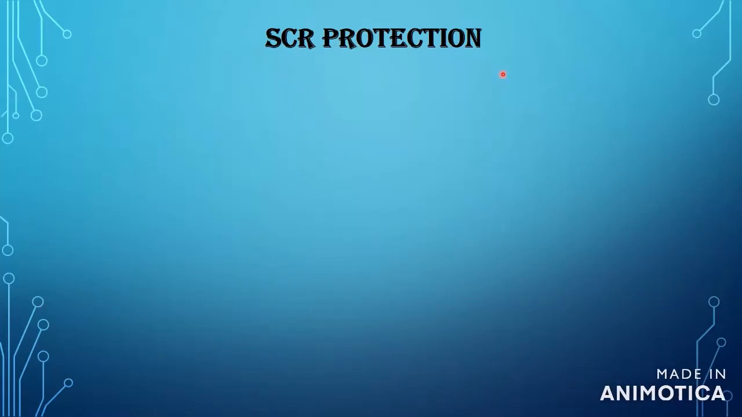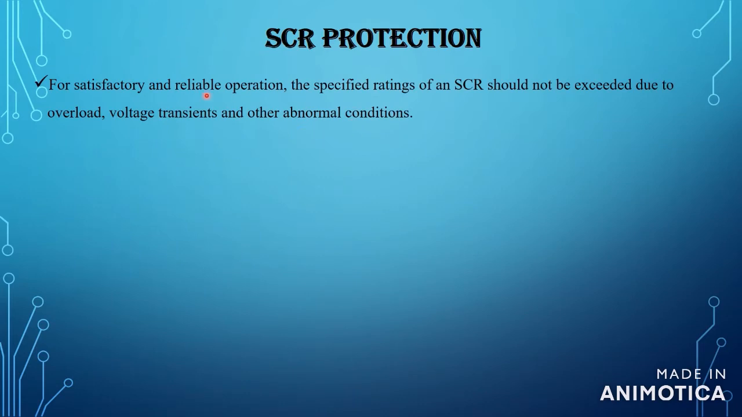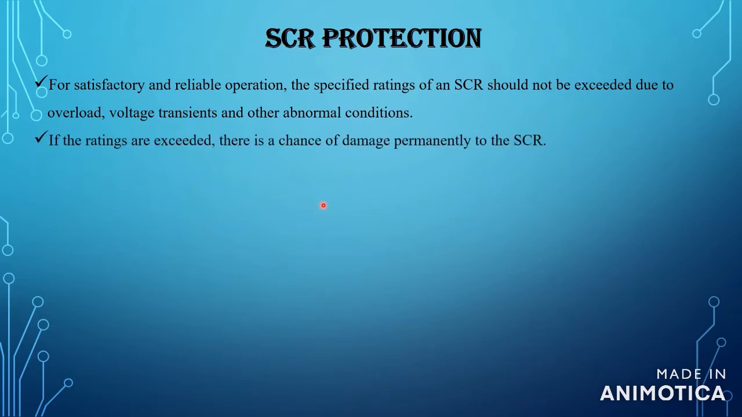In this lecture, we'll discuss the SCR protection. For satisfactory and reliable operation, the specified ratings, that is both the current and the voltage ratings of the SCR, should not be exceeded due to over voltage or voltage transients or any other abnormalities. If this exists, then the SCR will get damaged permanently. So, the SCR has to be protected against such abnormal conditions.